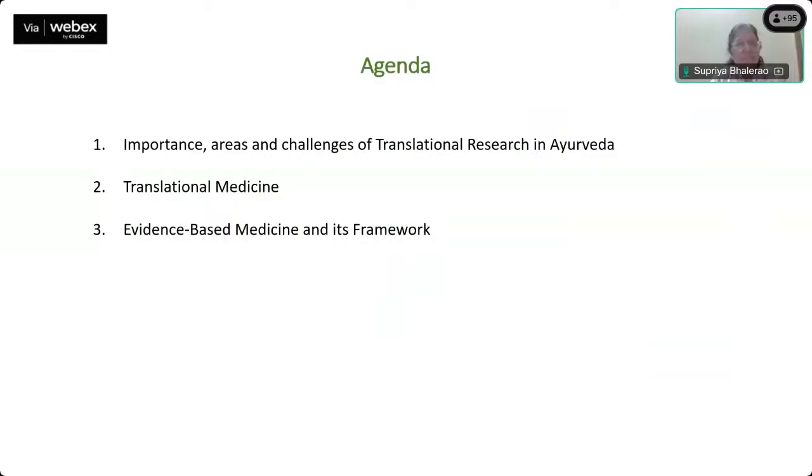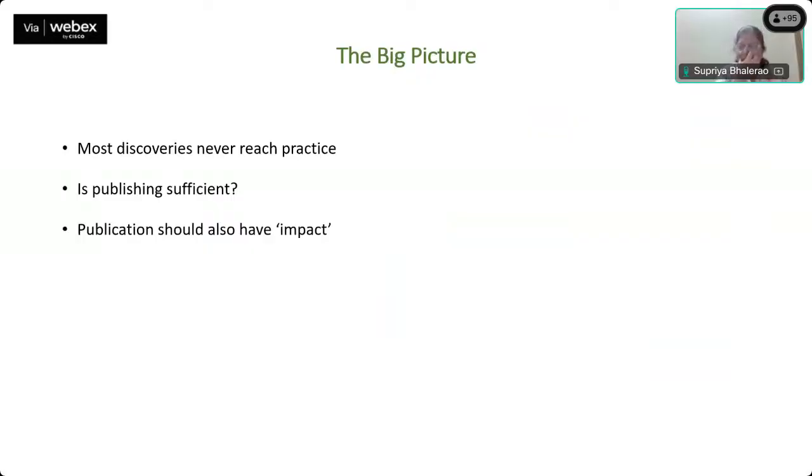For that, it was very important to learn what translational research is. We will see a few more examples also. Then translational medicine, and then evidence-based medicine and its framework. So these are three broad topics which we are going to cover.